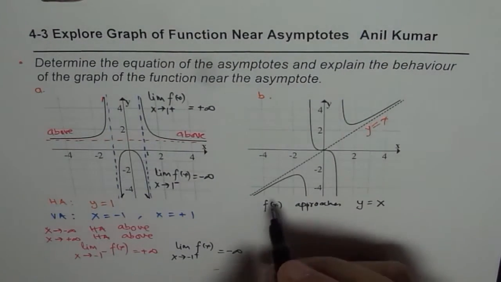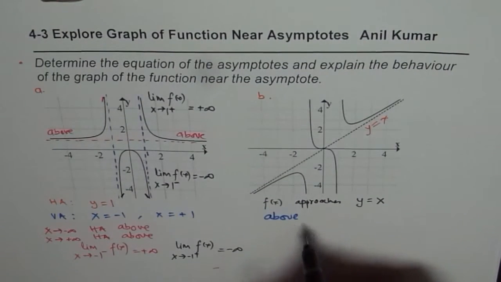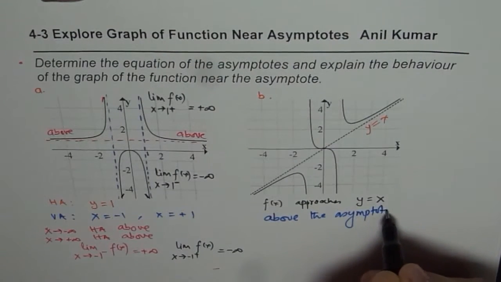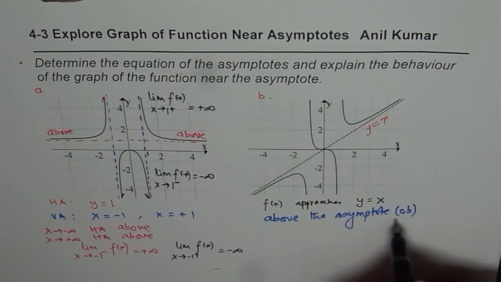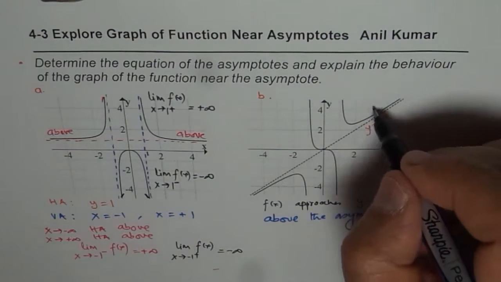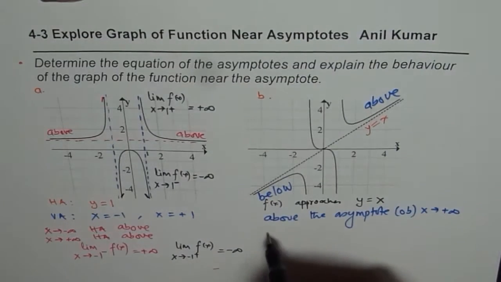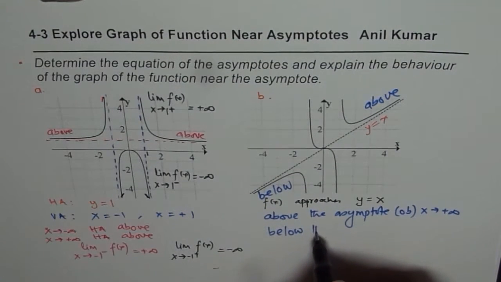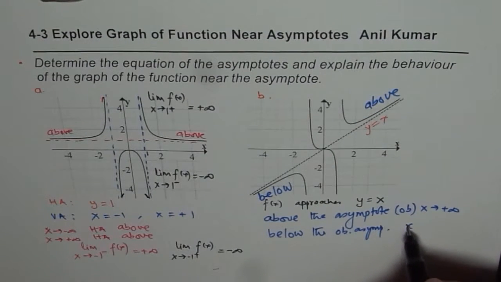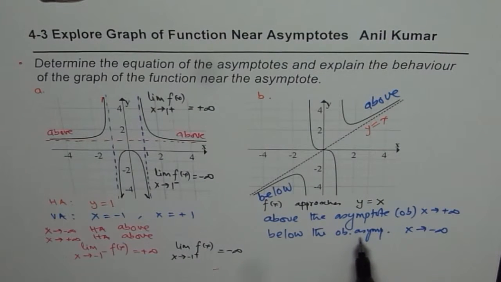You will observe that it is above the asymptote, of course the oblique asymptote, right? As x approaches positive infinity, on this side it is above. On this side it is below the oblique asymptote as x approaches negative infinity. So that is the behavior near the asymptote. You get the point, right?